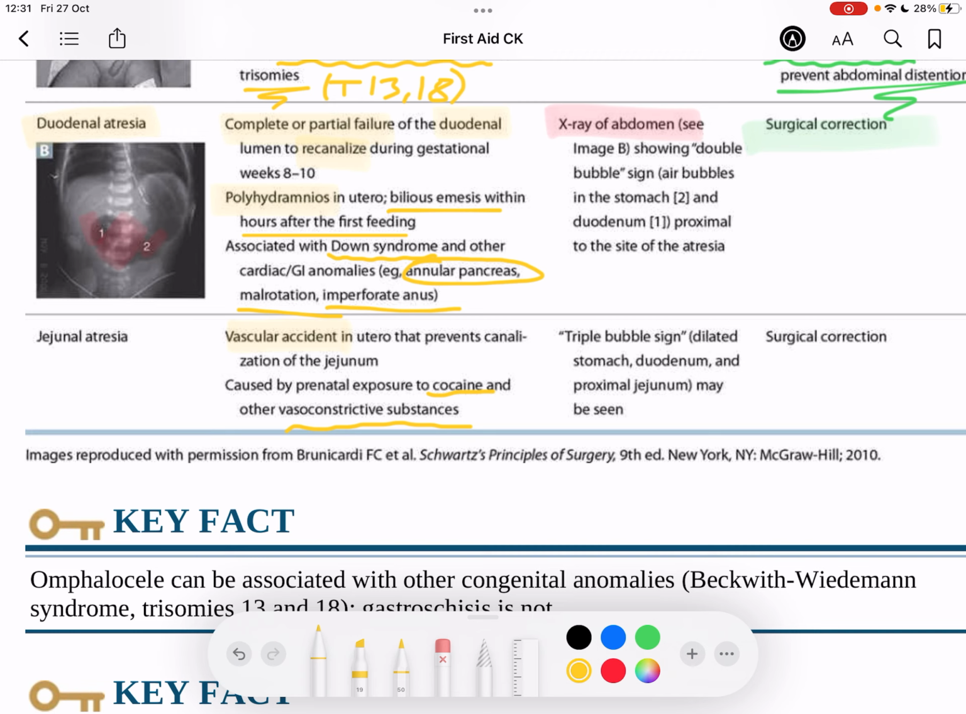On examination, we get a really cool finding called the triple bubble sign, where we get a dilated stomach, an isolated dilated duodenum, and then the proximal jejunum being dilated, okay, and that's triple bubble. And treatment is, of course, surgical correction.